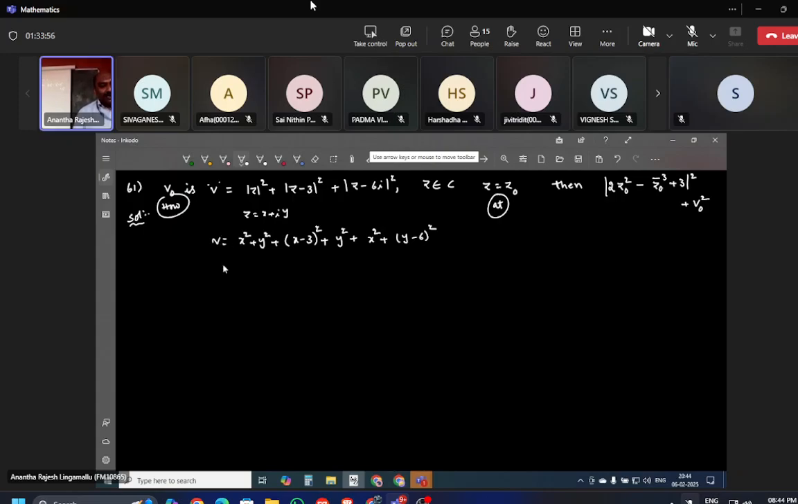If I further expand this, what is this V? X square, x square, x square: 3x square. Y square, y square, y square: 3y square. X terms: minus 6x. Y terms: minus 12y. Constants: 9 plus 36. Take 3 common everywhere: x square plus y square minus 2x minus 4y plus 15. I want, where does the minimum value occur for this?